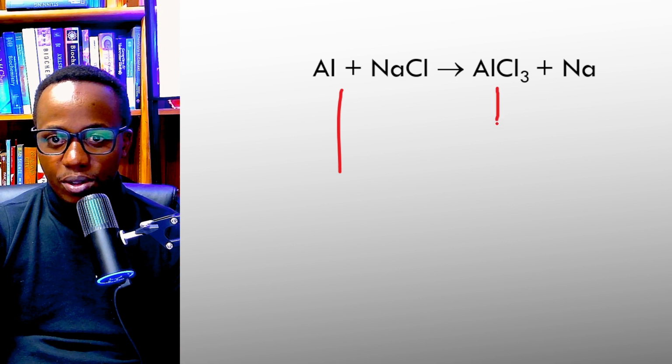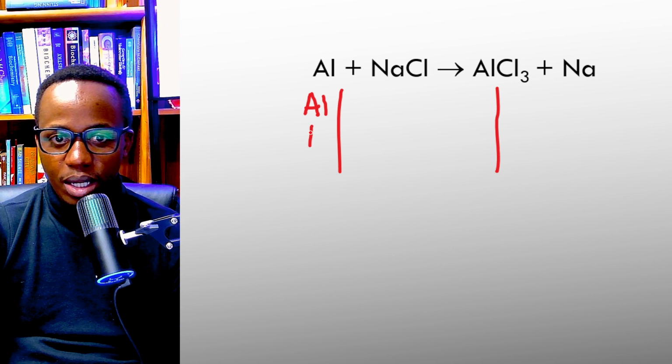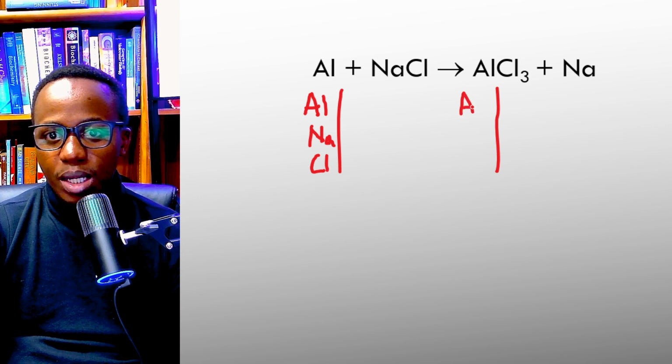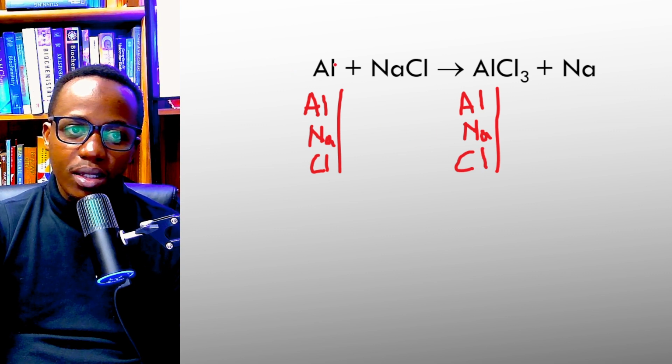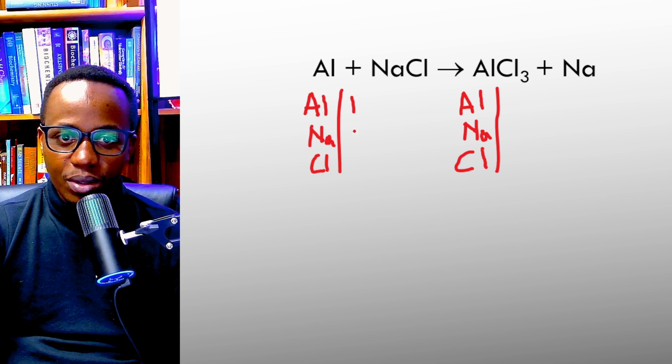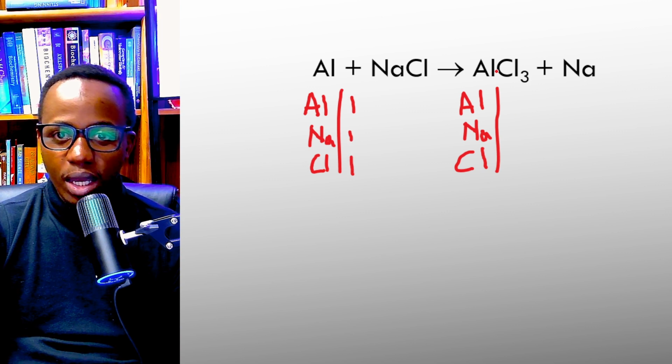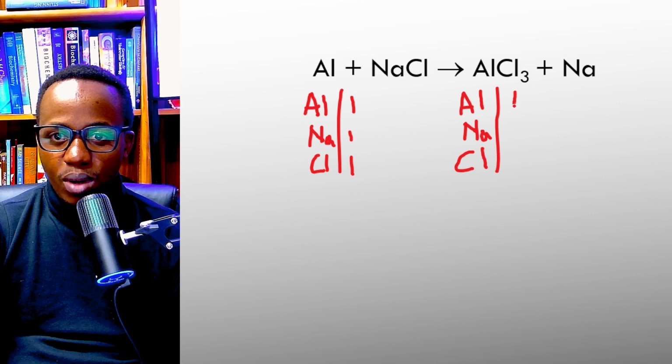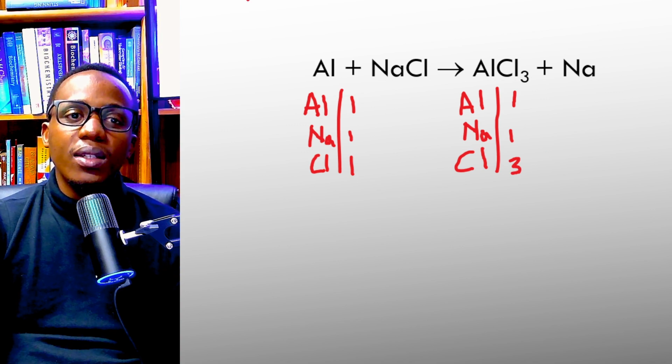Step 1, draw a line here and then list our atoms: aluminum, NaCl, aluminum, NaCl. All right, that's step 1. Step 2, number of atoms. So 1, 1, 1 here. What about this one? 1, 1, 3. All right, so that's step 2.